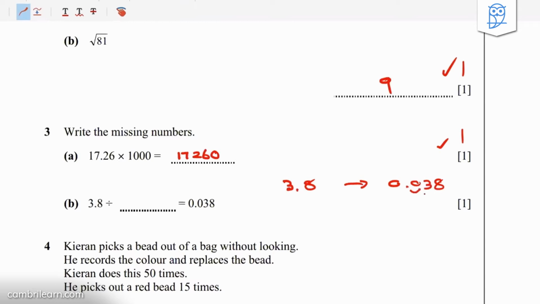So how many times did the decimal point move? We went 1, 2. So we moved 2 places. What exactly does this mean? This means that we are dividing by 100.